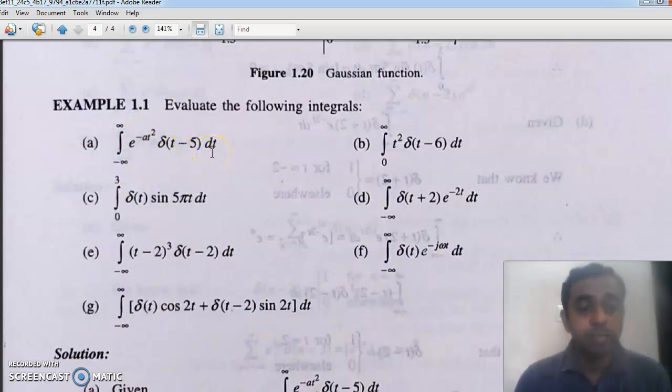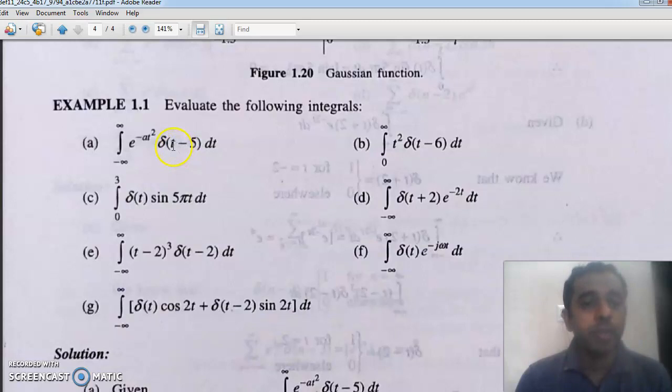Delta of t minus 5. So the whole integration will have a value only at t is equal to 5. That is the importance of the analog impulse. This whole integration will have a value only at one point, that is at t is equal to 5.